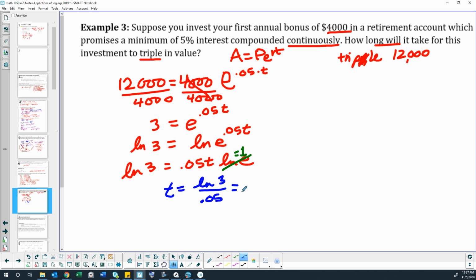That's it. You could memorize that and not even have to show your work, although I still recommend you show your work, especially on tests, so you can verify that you know what you're doing and there's no question about whether you're cheating or anything. So 21.97 is what I got here, which means it's going to be about 22 years for this to happen.